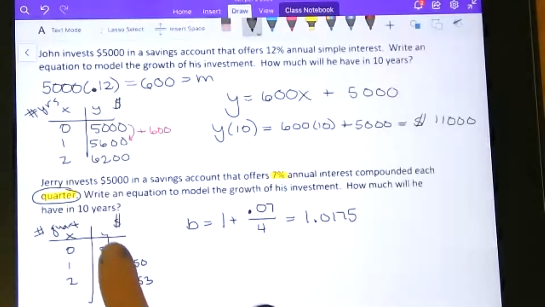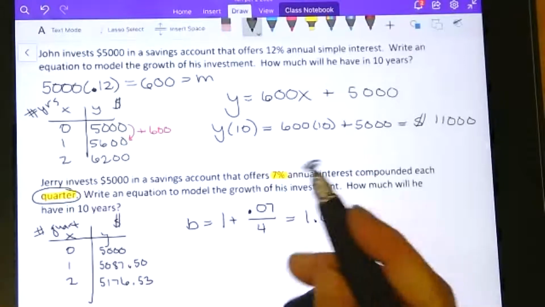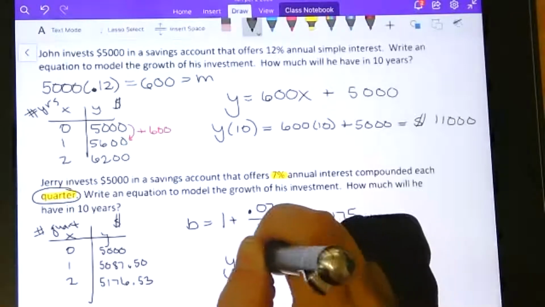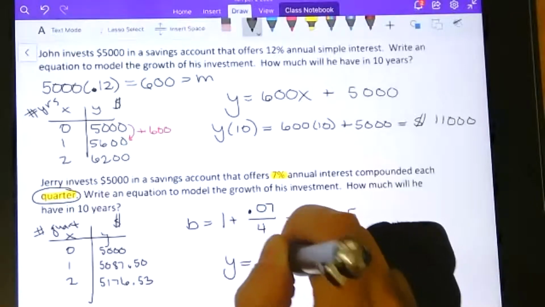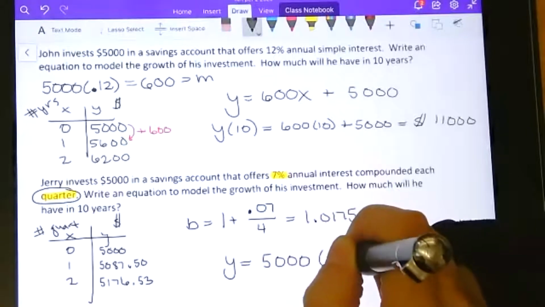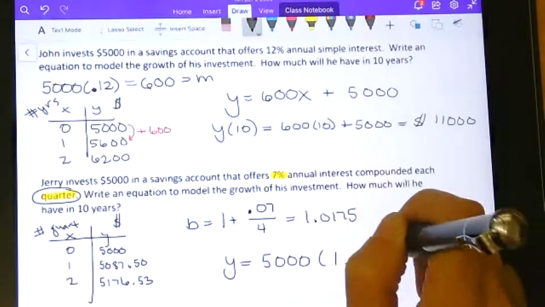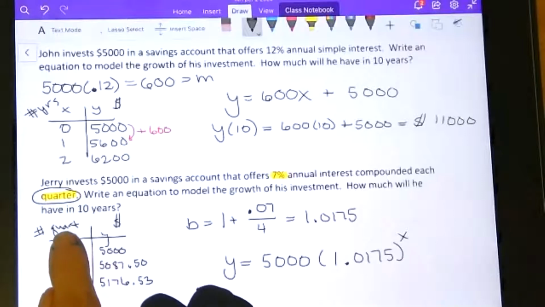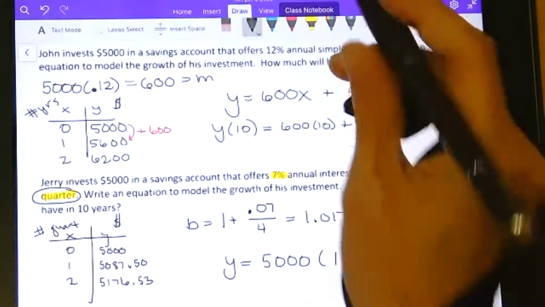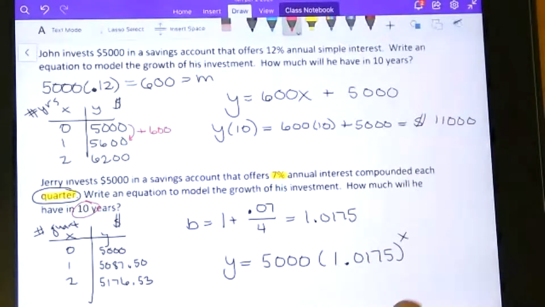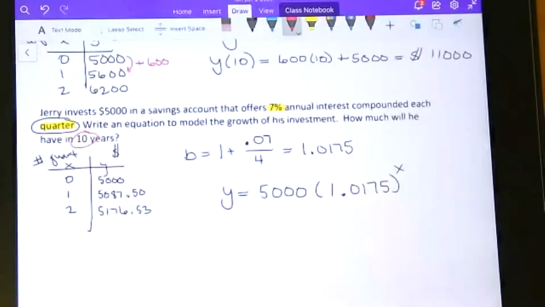Okay, so what's going on here is we are multiplying each time by that value b, which means that Jerry's equation is $5,000 starting value, y-intercept, multiplier 1.0175 raised to the x power. But again, x is the number of quarters. So 10 years. How many quarters is that?